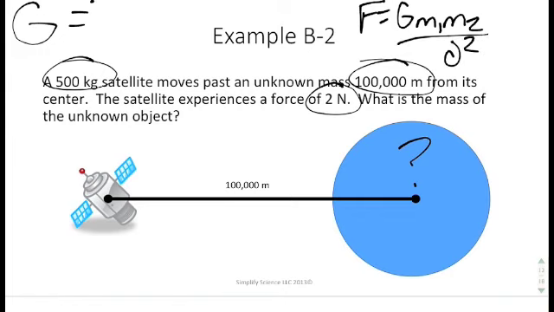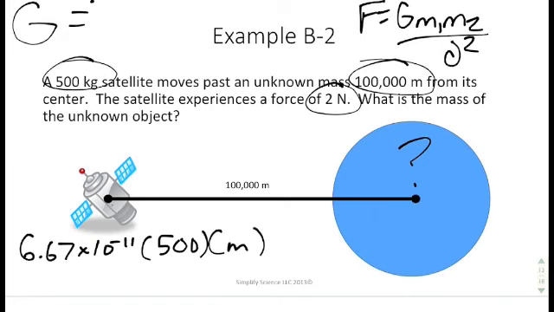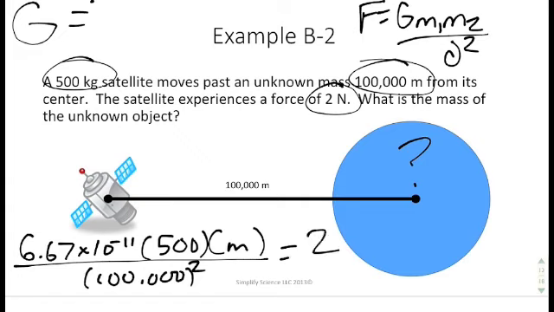We plug in our numbers. You get 6.67 times 10 to the minus 11th times 500 times m divided by 100,000 squared equals 2. Now at this point you should realize that you've got to isolate this variable.